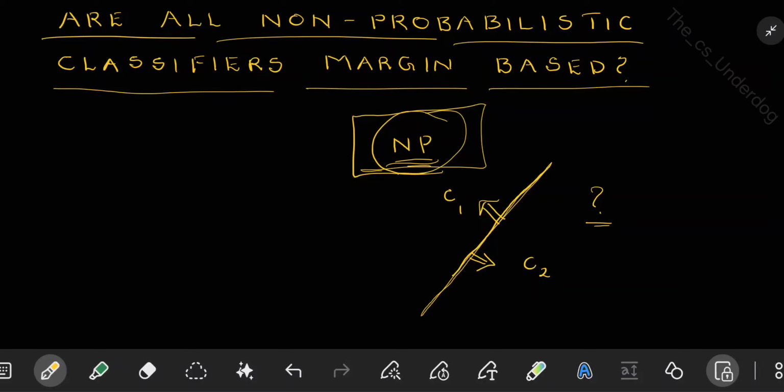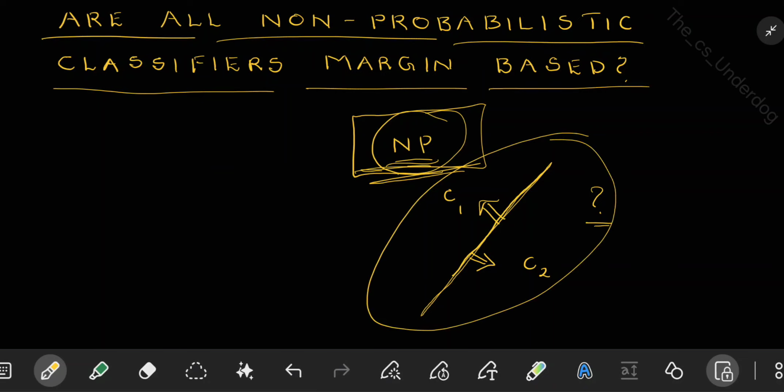So all non-probabilistic classifiers are not margin based. Instead, margin based methods are one important subclass of non-probabilistic classifiers. But that does not mean all non-probabilistic ones are margin based. I'll tell you how. We already know that instead of finding the probabilities, we are going to directly produce labels or scores. When you say margin based, this is the concept used in, let us say, SVMs or in perceptrons.